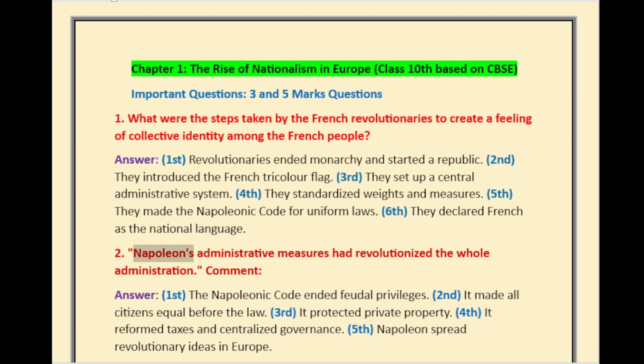2. Napoleon's administrative measures had revolutionized the whole administration. Comment. Answer. First, the Napoleonic Code ended feudal privileges. Second, it made all citizens equal before the law. Third, it protected private property. Fourth, it reformed taxes and centralized governance. Fifth, Napoleon spread revolutionary ideas in Europe.